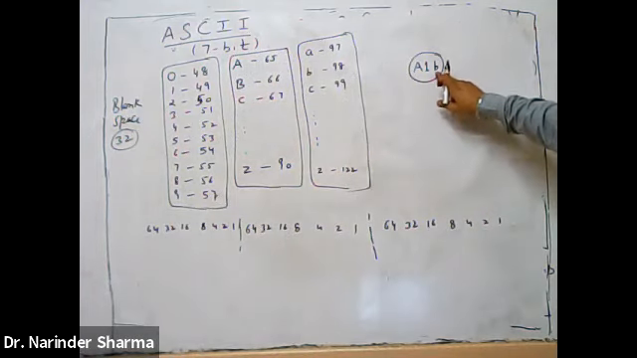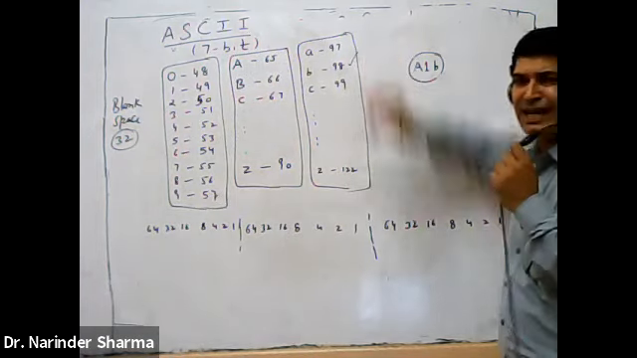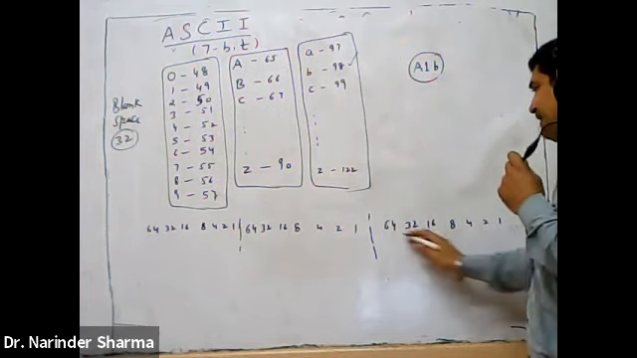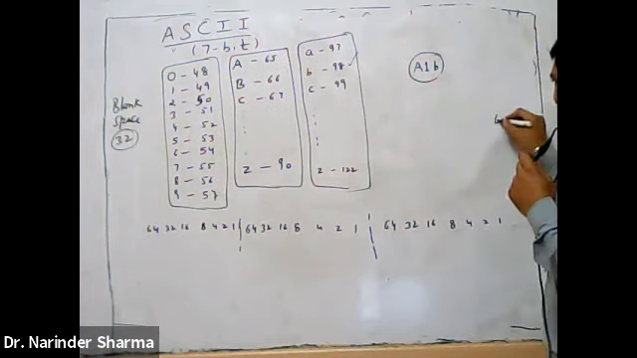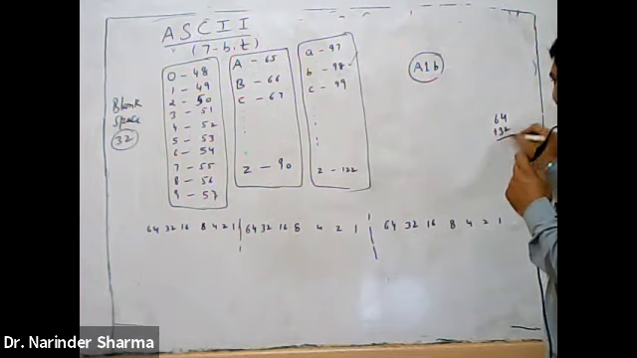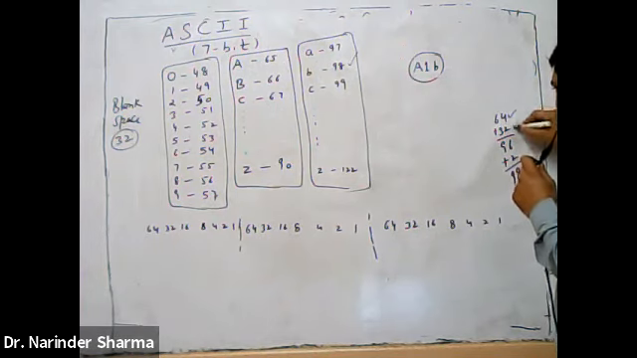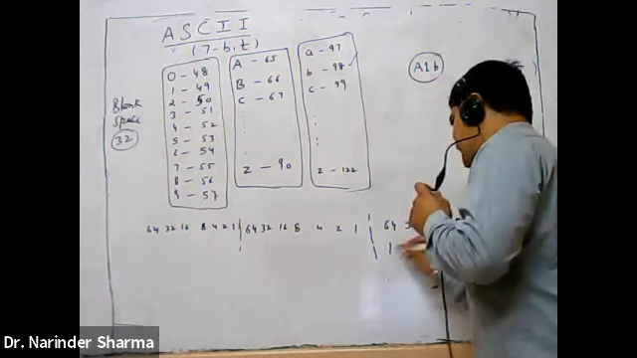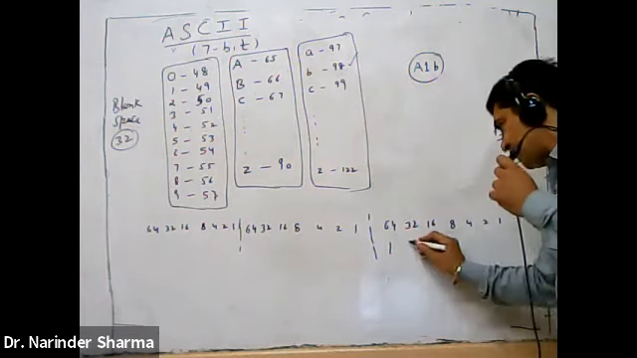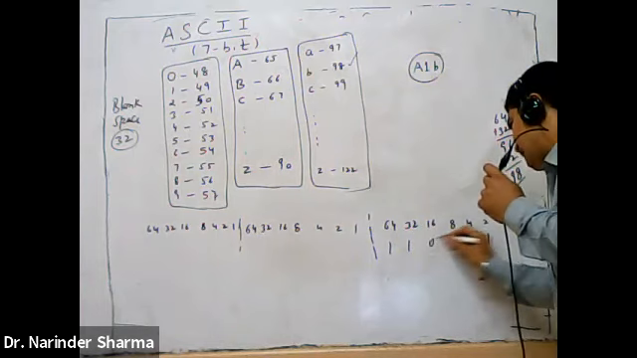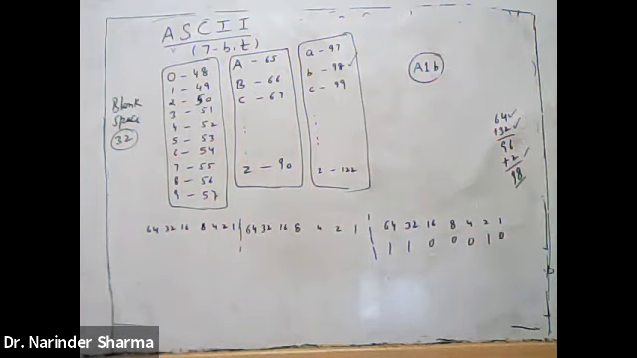This is B. Small b stands for 98. How can you combine 98 from this? 64 plus 32 is 96, plus 2 is 98. So 64, 32 and 2. So write here, under 64 1, under 32 1, under 2 1, and the rest there should be zeros.